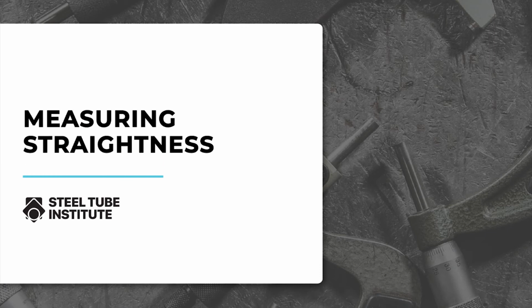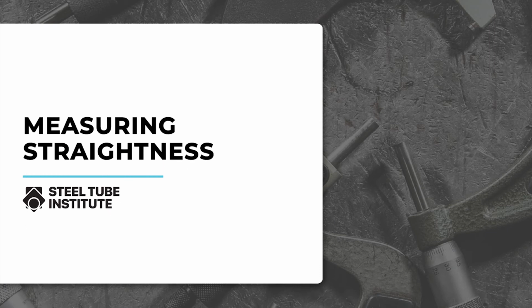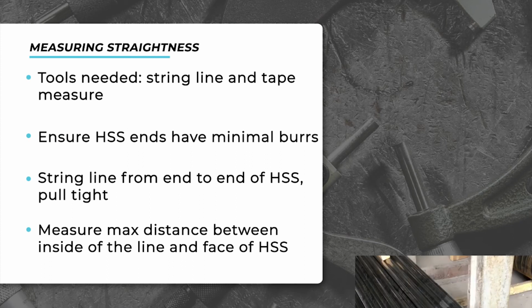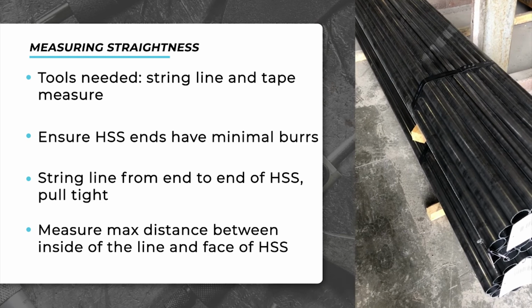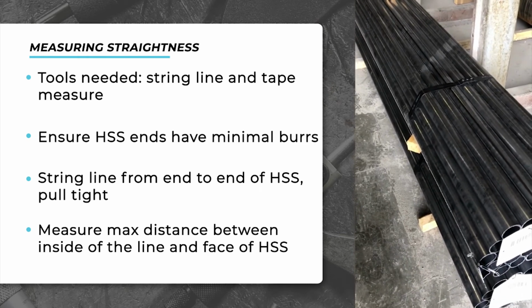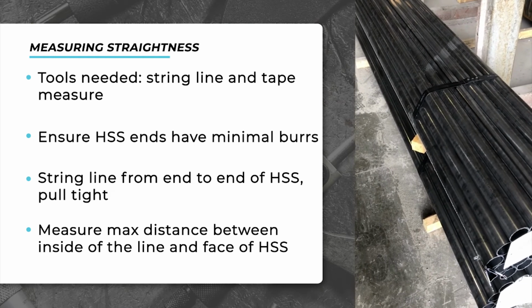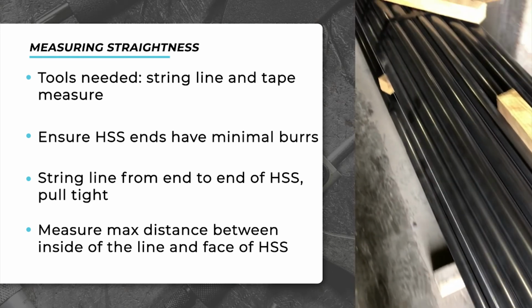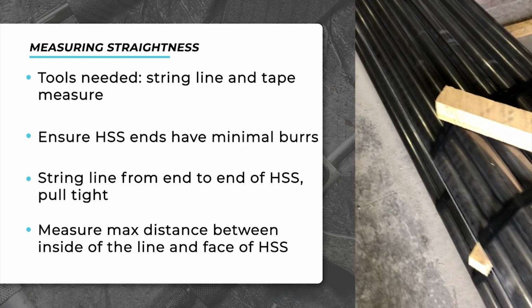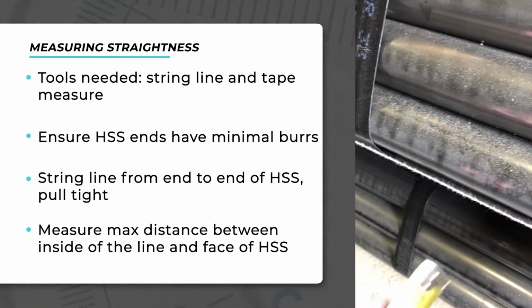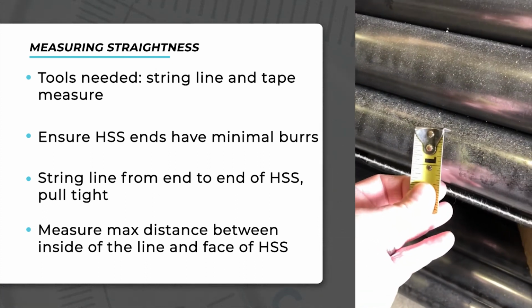This straightness measurement is a tolerance unique to HSS sections. We will perform a string line test to measure for straightness on this round HSS bundle. Here we have a 20-foot long bundle and we have removed burrs from both ends. We've attached a string line to each end of the bundle and pull the string tight. We approach the largest bend or deviation from the string line and measure the distance between our string line and the face of the HSS.